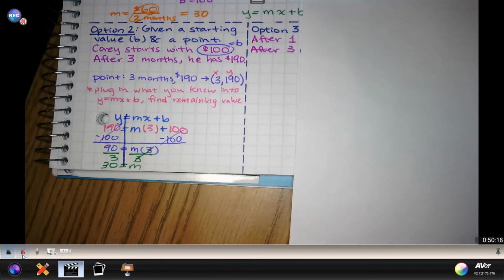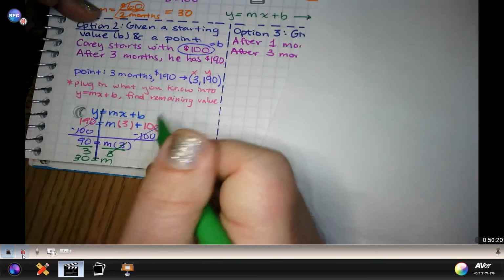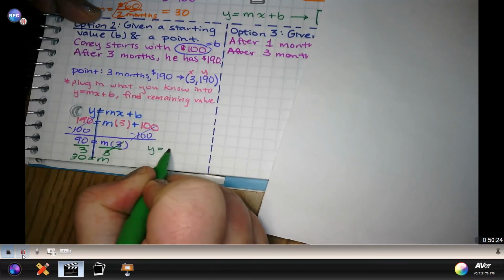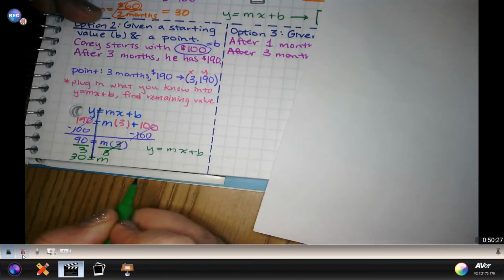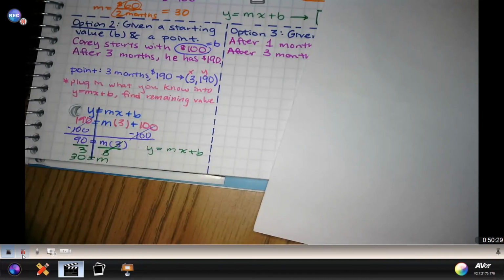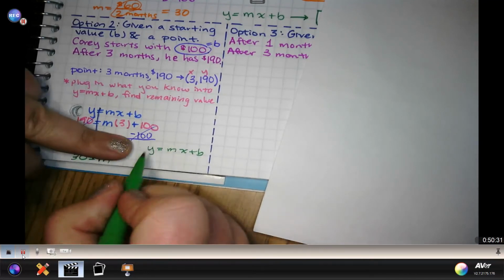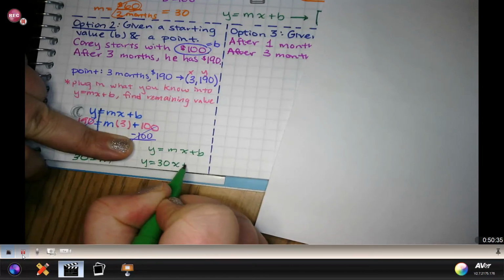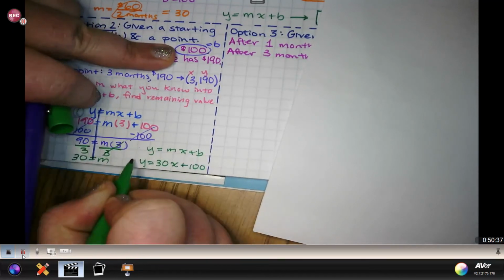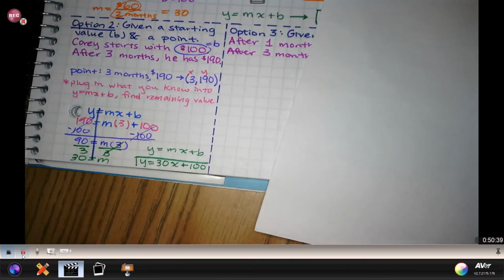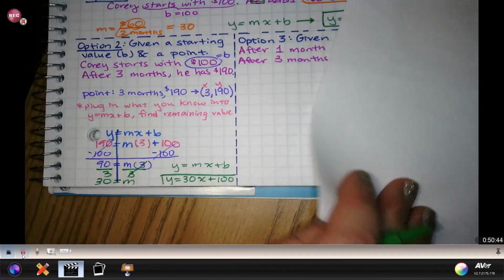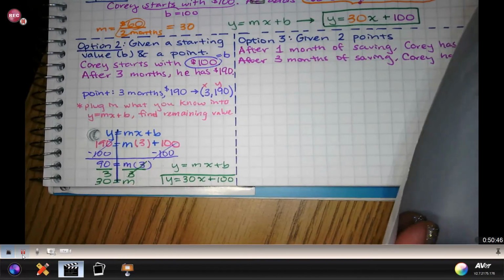So now we use that to put into our formula. So y equals mx plus b. I know that m is 30. So y equals 30x plus, and my b is 100. And there you go. Okay? So again, with different information, I'm able to get the same exact answer.